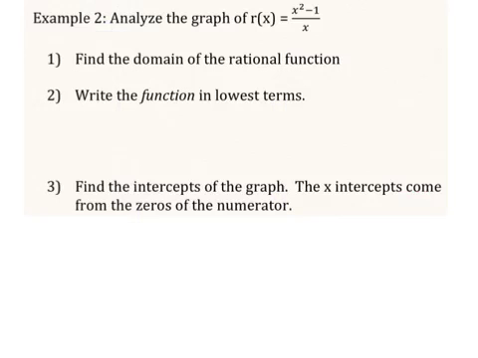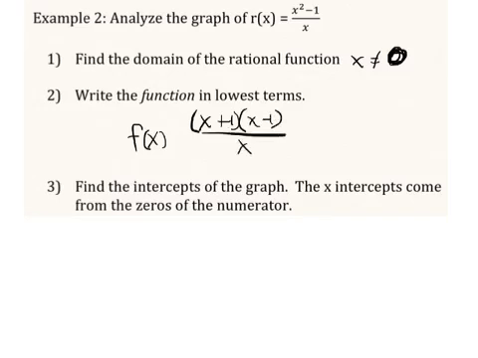Okay, new problem right here. We've got a domain. There's no square roots, so all we have to worry about is this x. So our domain is x can't be 0. All right. We want to write the function in lowest terms. Our numerator is a difference of two squares, so we can write it as x plus 1, x minus 1, and divide that by x, which is already in lowest terms. But we can't simplify anything, so we're done.